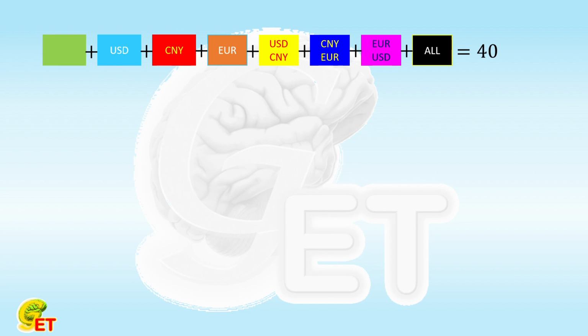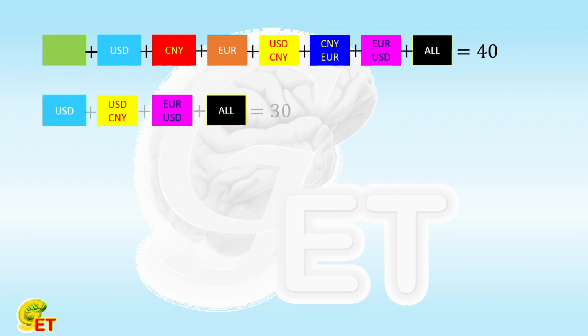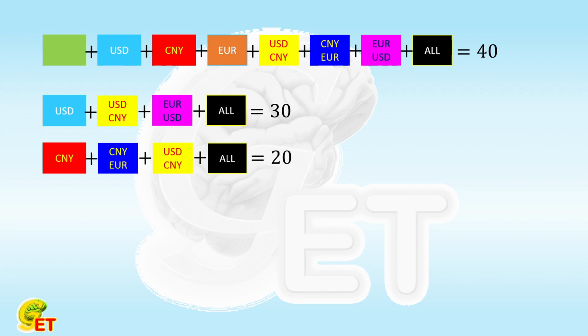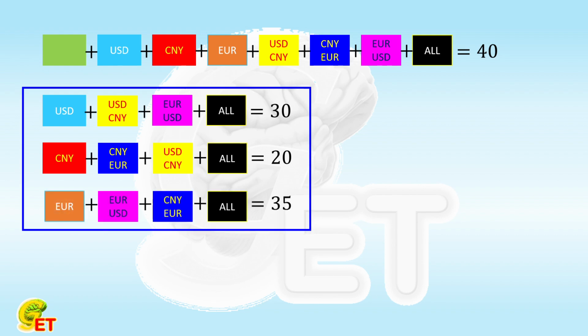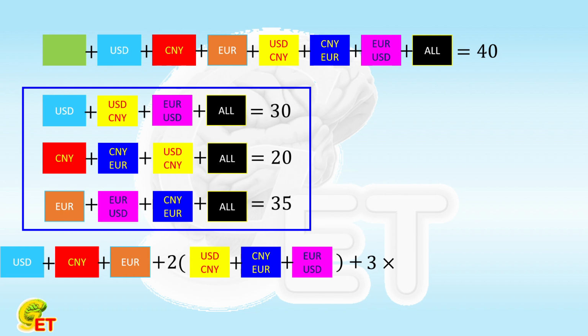From these 8 groups, we can also find all those 30 people who have US dollars, and all those 20 people who have Chinese yuan, as well as all those 35 people who have euros. Now we add them up. And get the 3 groups of people who have one kind of currency, plus twice the 3 groups where people have 2 kinds of currencies, plus 3 times the group where people have all those 3 kinds of currencies. That is 30 plus 20 plus 35.